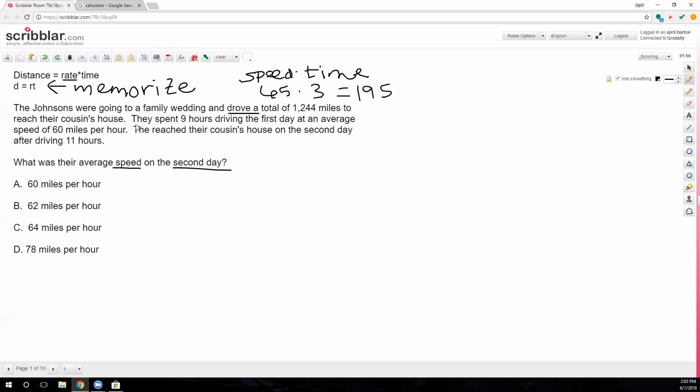So we go to our first part of the problem where it says they spent 9 hours the first day at an average speed of 60 miles per hour. So for the first day, we're going to use this formula, distance equals rate times time. And we're going to plug in 9 and we're going to plug in 60. What letter are we going to replace with the 9? Where would the 9 hours go? Is it going to be the D, the R, or the T?